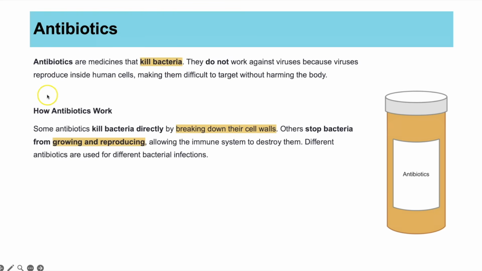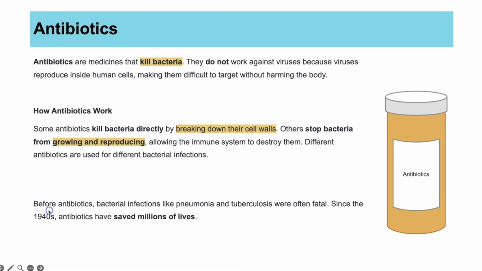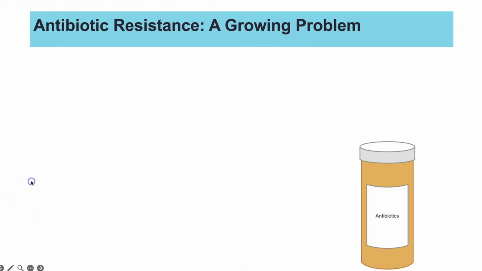So the way that antibiotics work on bacteria are that they can either break down the cell wall of the bacteria, and that causes them to be destroyed. And also some antibiotics will stop the bacteria from growing and reproducing. So different antibiotics are used for different bacterial infections, and they do work in different ways. Now, before antibiotics, bacterial infections like pneumonia and tuberculosis were often fatal. And since the 1940s, when antibiotics were discovered, antibiotics have saved millions of lives.